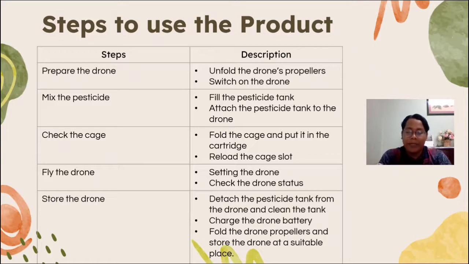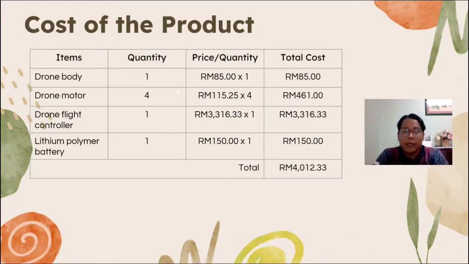After the drone has been used, we need to store the drone properly. The first one is to detach the pesticide tank from the drone and clean the tank. The next one is to charge the drone battery. And the last one is to fold the drone propellers and store the drone at a suitable place. The cost of the product is divided into 3 parts. The first part has 4 items. The first item is the drone body. The quantity is 1.